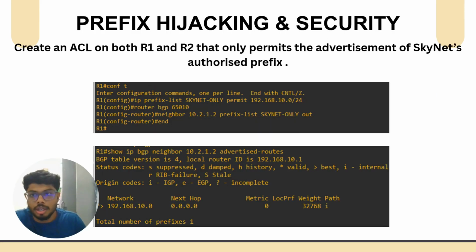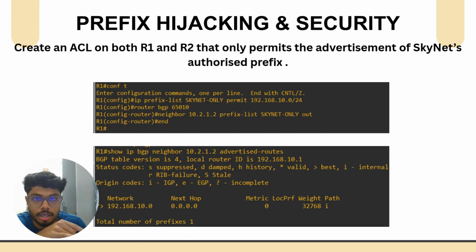Next, we have prefix hijacking and security. In this, we have created a prefix filter for both R1 and R2 that only permits advertisement of Skynet's authorized prefix. As you can see, the first part shows ip prefix-list Skynet-only permit 192.168.10.0/24. That is where I created a prefix list that specifically permits that subnet. This is more precise than a standard ACL for BGP routing.